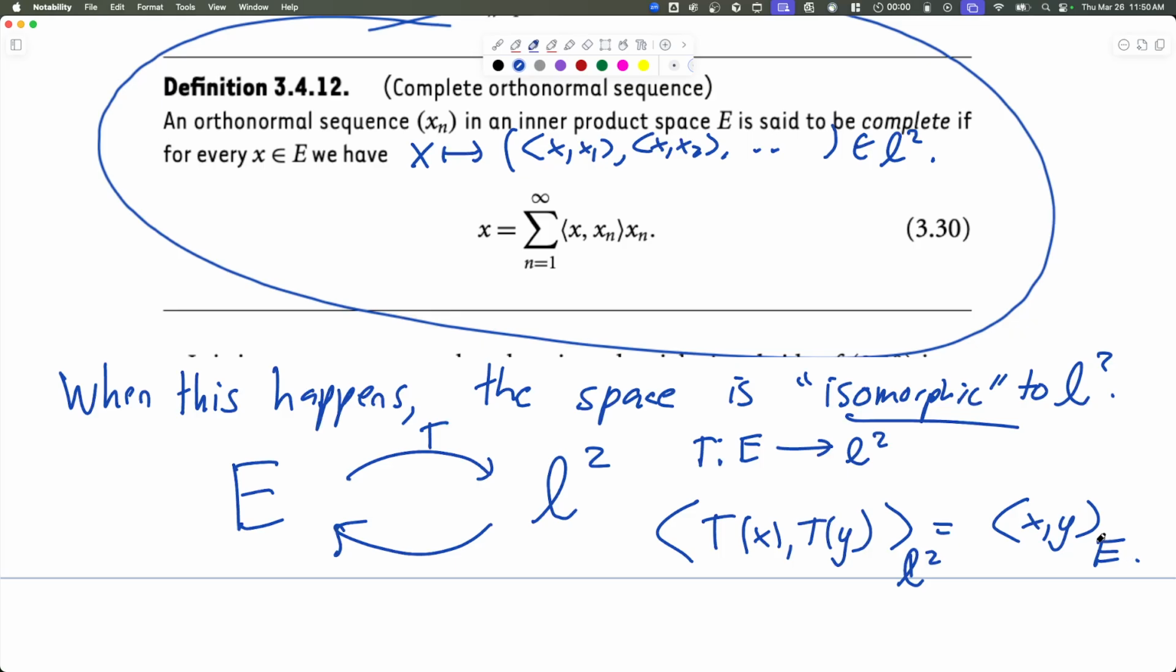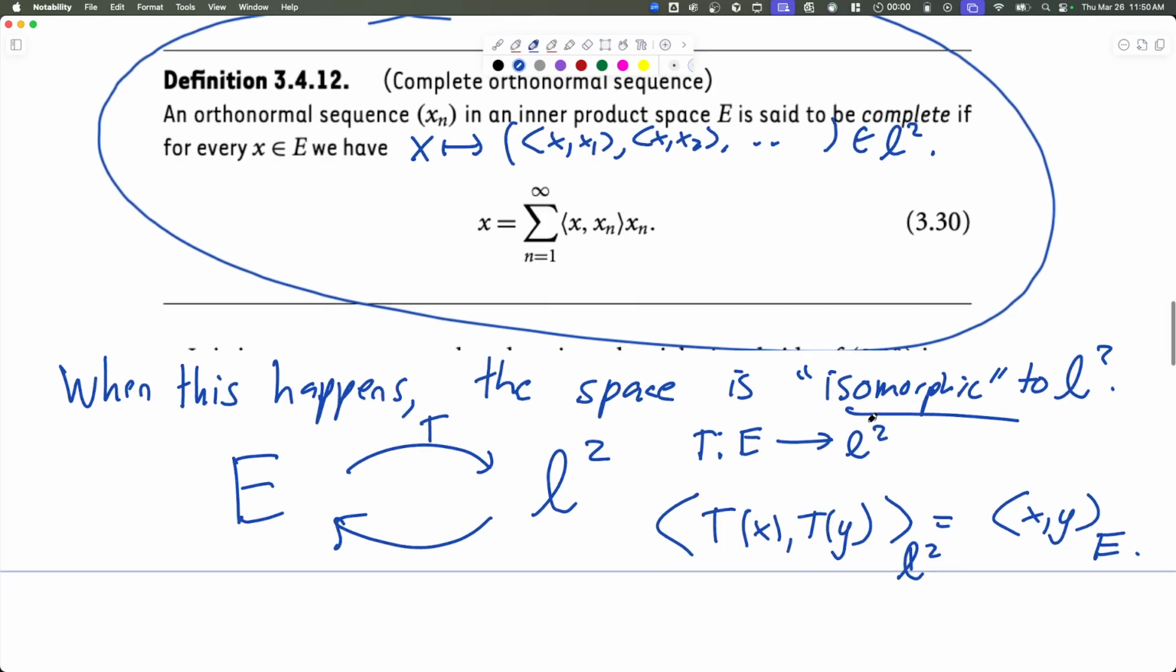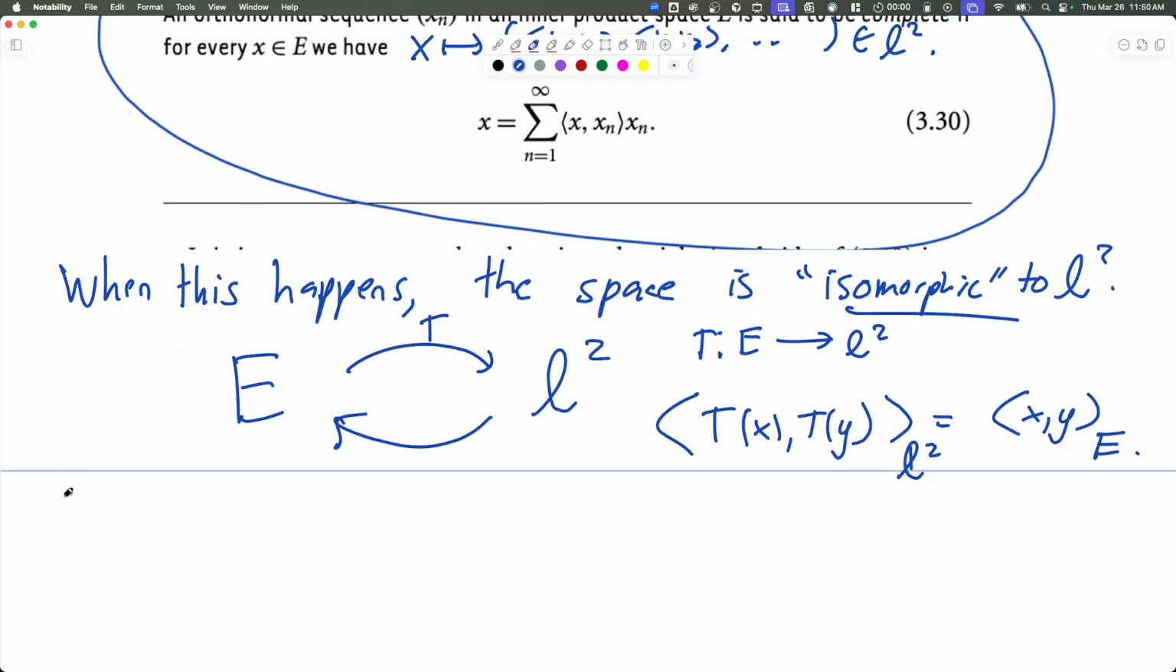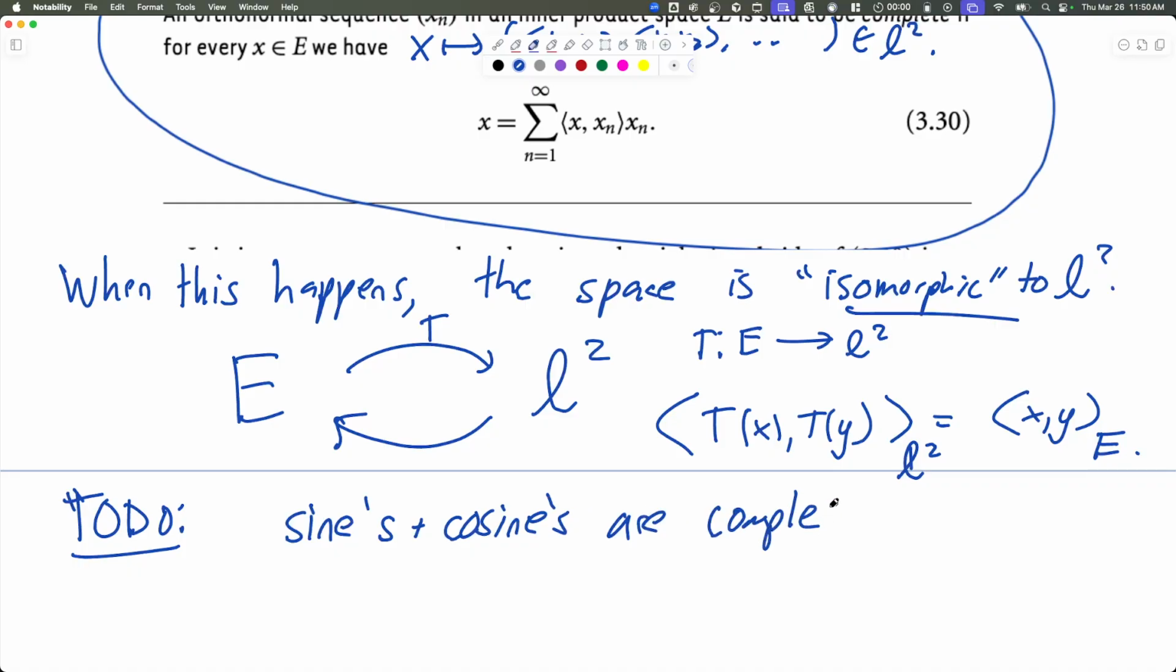So in this language, the thing we're trying to prove is that sines and cosines are complete. Sines and cosines are complete. Okay, and the textbook, I think, has a number for this. The textbook number for this. Is there an example? Okay, here we go. Example.